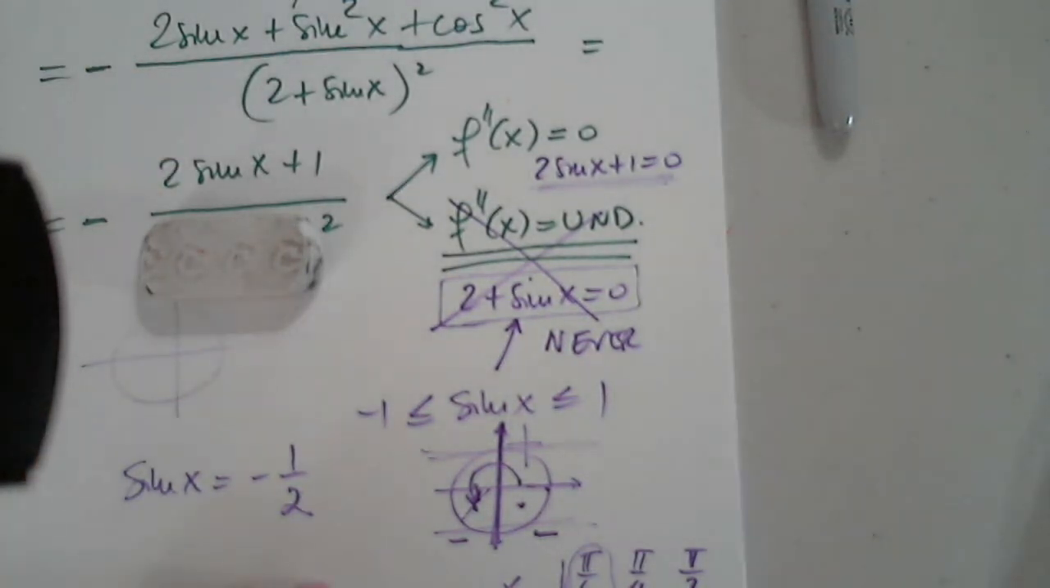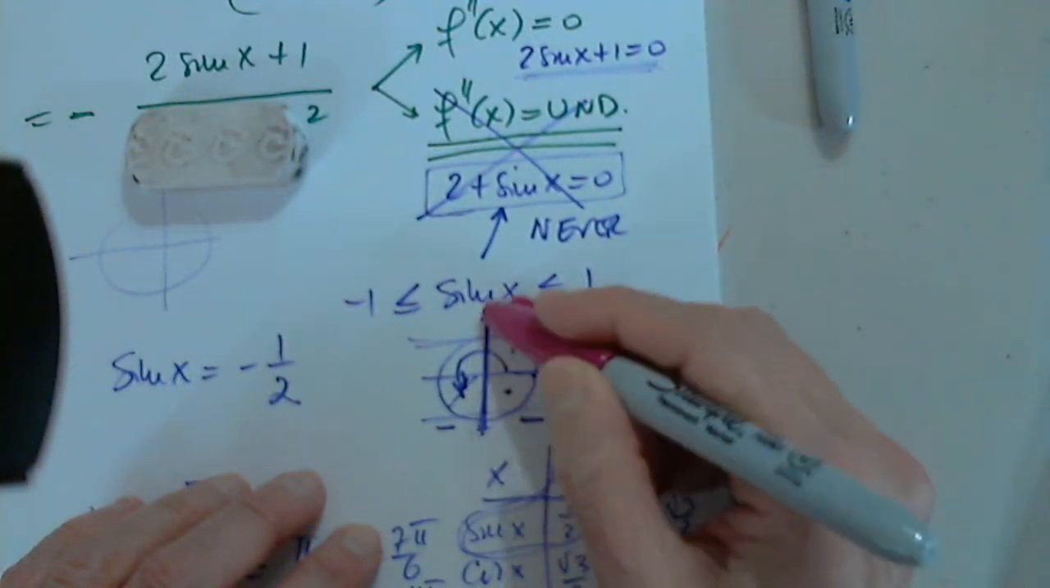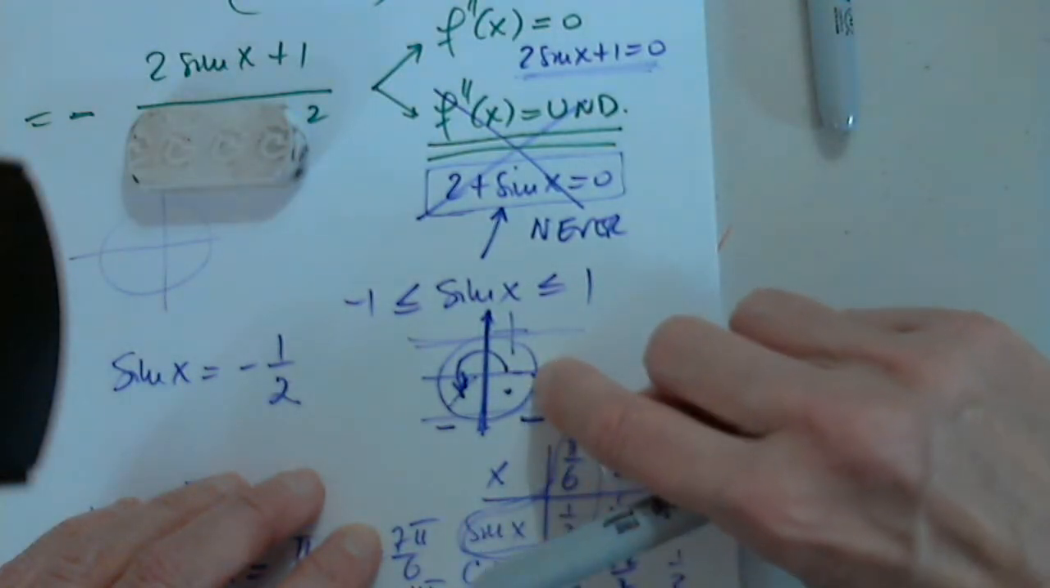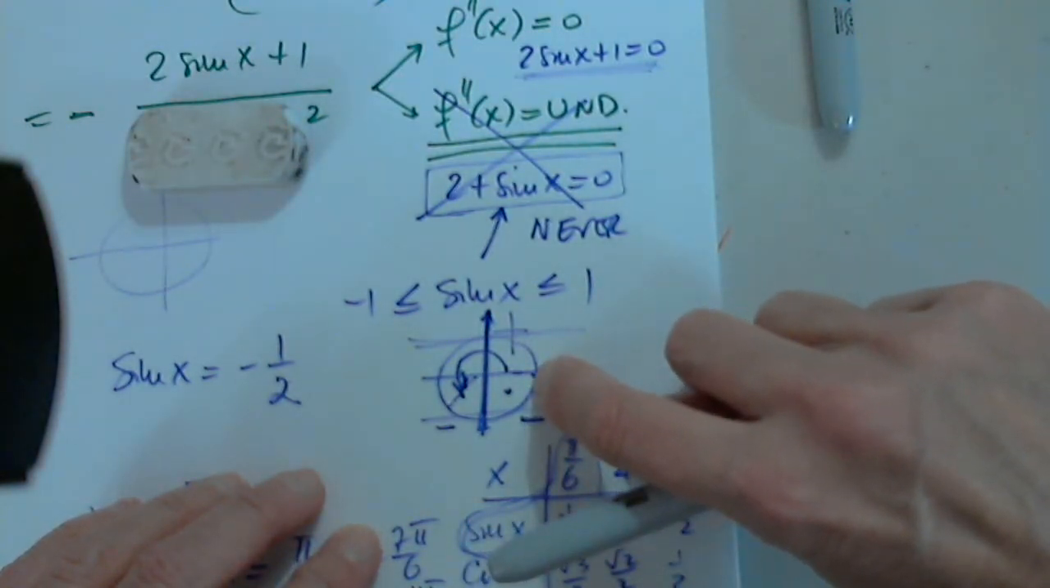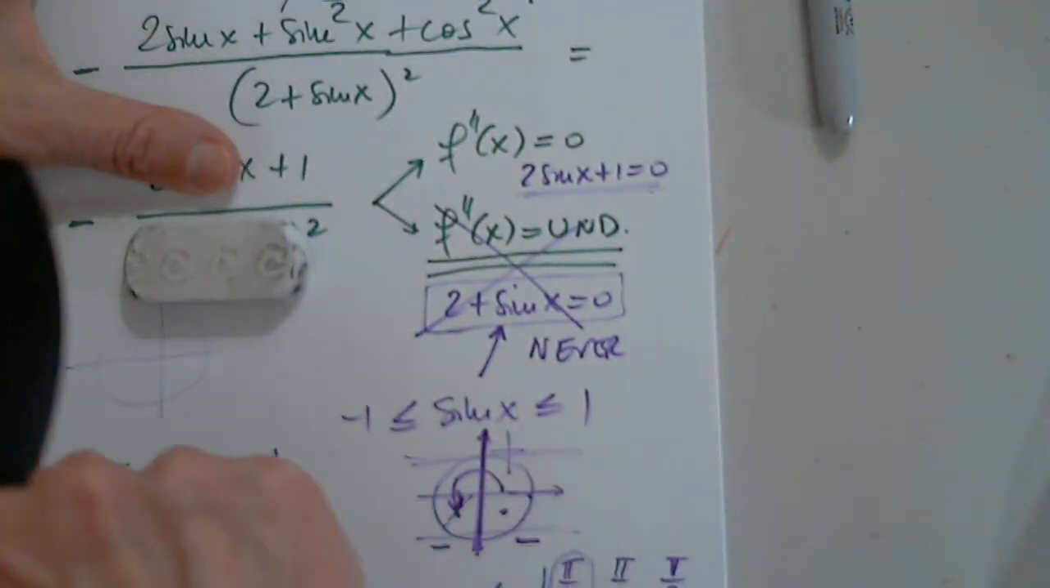So one more time, sine is measured on the y-axis. Up, down. So at 0, what is the y value at 0? 0. So then I have -1.